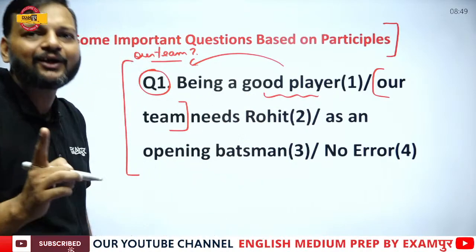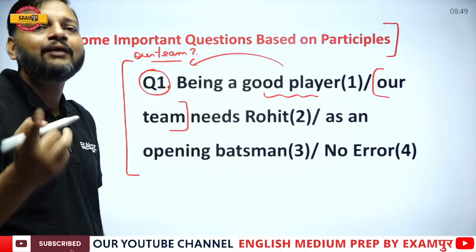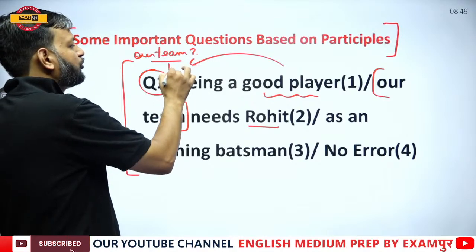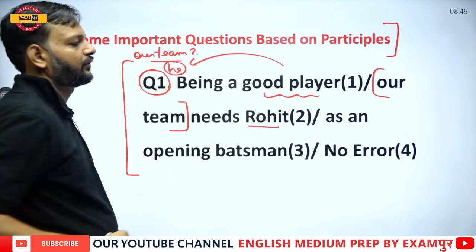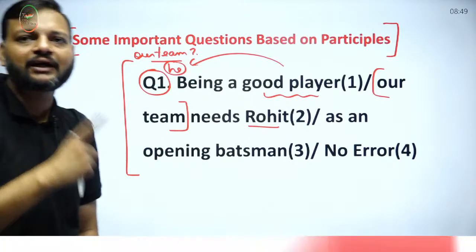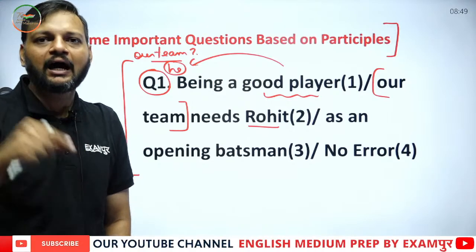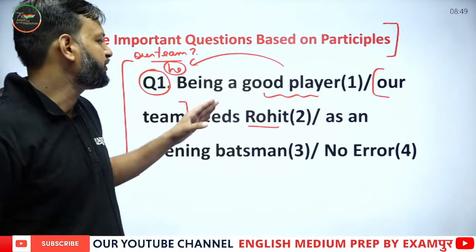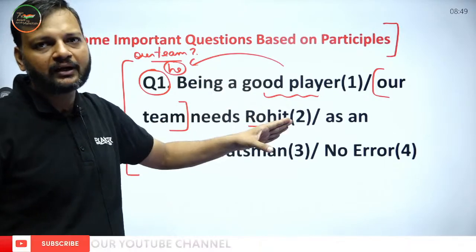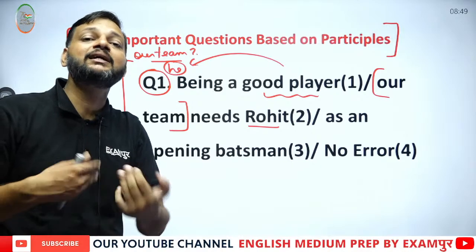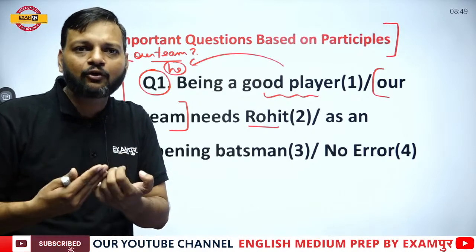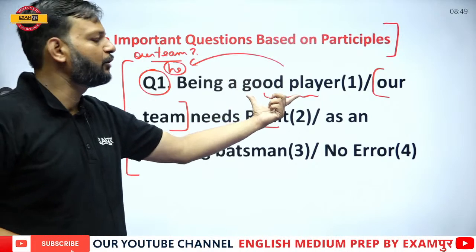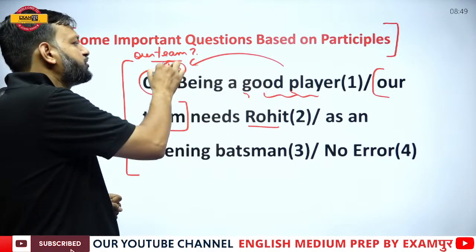Our team cannot be a good player. Who can be a good player? Rohit is a good player. So the subject of the first clause should be he. The subject of the second clause is our team, but our team cannot be the subject of the first clause, because in the first clause we are saying, being a good player. Our team being a good player is wrong. He being a good player. So here we are talking about Rohit. So the subject of the first clause is he.